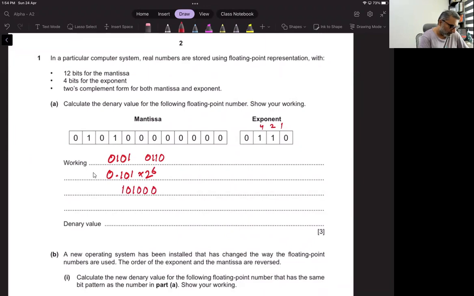All right. So the denary value will be 1, 2, 4, 8, 16, 32, 40. So the answer is 40 in denary, or you may write 40.0 in denary, or you may write plus 40.0 in denary. So whatever suits, this is 40.